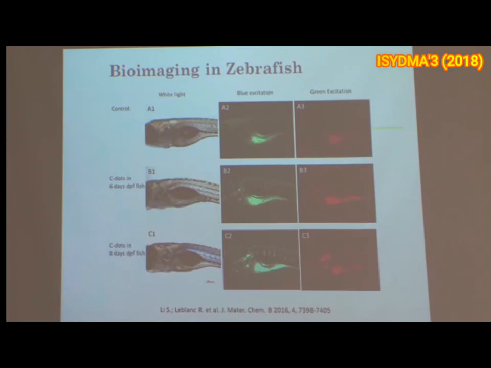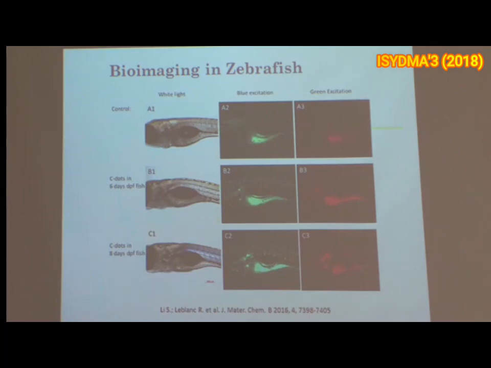So if we use an excitation in the blue, we can see the bone formation for each of these systems, and when it's blue, we see the green emission. If we use the green excitation, we see the red emission. So we really have the carbon dots in our system. In the control experiments, we don't see the bone formation here. And when we use the carbon dots after 6 days, we have the formation of the bones here. Same thing here, more evident here. So this is the bioimaging.